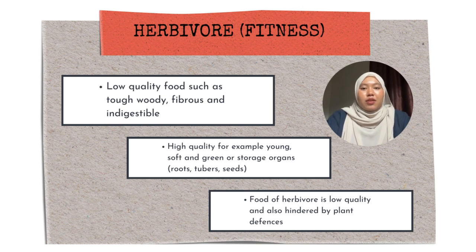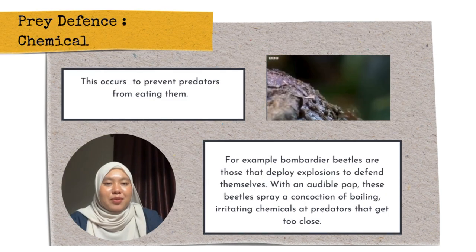There are a few effects on herbivore fitness. Firstly, herbivore biomass consumption and reproduction are correlated with primary production. For herbivores, the quality of food is low, but not the quantity, which is high in number. Next, we have low quality food such as tough, woody, fibrous, and indigestible. Next, we have high quality food: young, soft, and green or storage organs. Food of herbivores is low quality and also hindered by plant defenses that make food unavailable, hard to digest, unpalatable, and toxic.